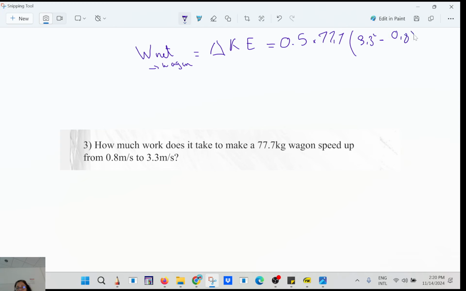I have no idea why I write all the way up when I have so much space. 398. Everyone check this out. You always start with the inside and then go out. So you go 3.3 squared minus 0.8 squared, enter, times 77.7, enter, times 0.5.